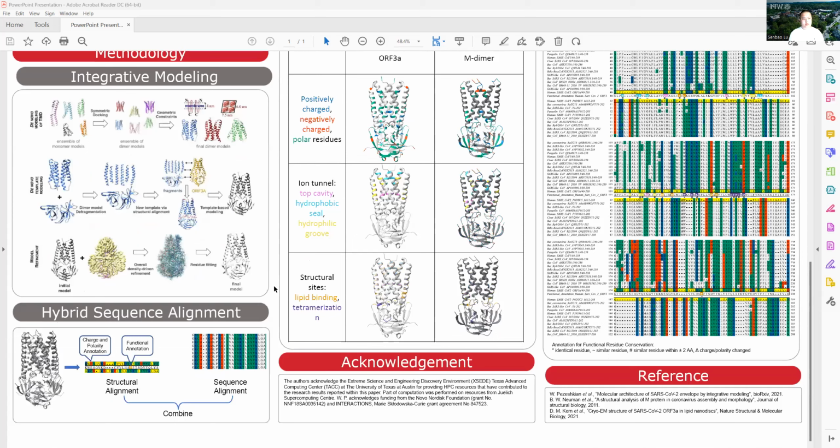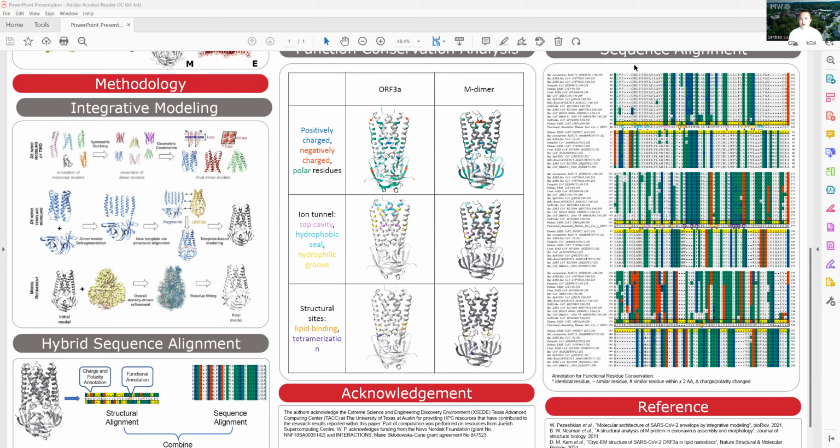After that, we built a hybrid sequence alignment procedure to compare the functional conservations. We first overlap the ORF3a and M-dimer structure to get our structural alignment. We annotate the charge and polarity, as well as the functional residues of ORF3a protein. And then we combine it with the homologue sequence alignment of each protein, where we finally get our hybrid sequence alignment here.